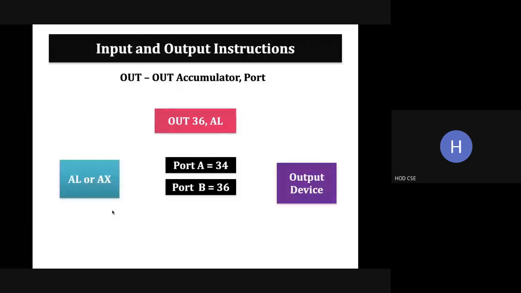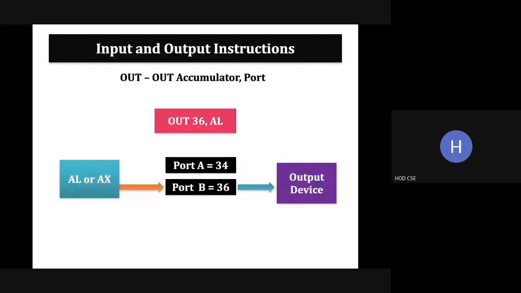When you take the OUT instruction, it is used to transfer the data to the output device. The syntax is OUT 36, AL, where the content of AL is transferred to the output device through port 36. Here also, only the data from the accumulator will be transferred to the output device. Suppose you have data in the BX register that is to be transferred to the output device. First we have to transfer the data from BX to AX, and then transfer that to the output device.